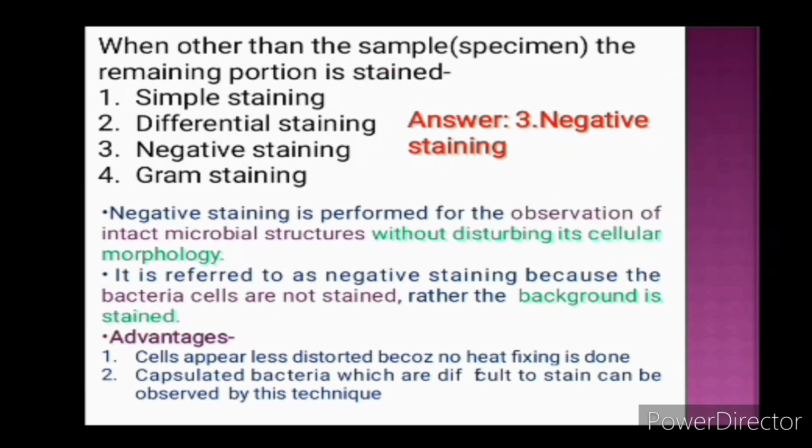Now, what are the advantages of using this negative staining? These are: cells appear less distorted because no heat fixing is done. The heat fixing is done in case of simple staining and differential staining. But in negative staining, no heat fixing is done. That's why cells appear less distorted. Second, capsulated bacteria, which are difficult to stain, can be observed by this technique. So, by this negative staining, capsulated bacteria are stained.